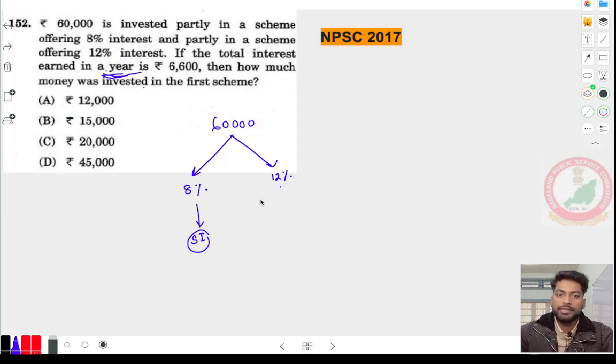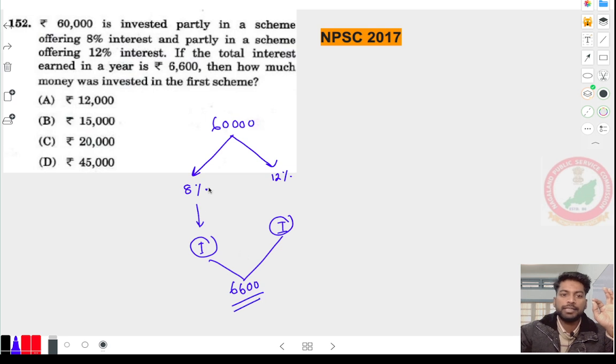So you are investing, and you can get some amount of interest. Just a second, I'm writing wrong. It won't be SI, it will be interest only. For 1 year, simple and compound interest are always the same. So you are getting some interest, and if you add these two, you are getting 6,600. So they are asking how much money you have invested at the rate of 8%. You can solve by taking X: let we have invested X amount of money in the first scheme, second 66,000 minus X, like that.